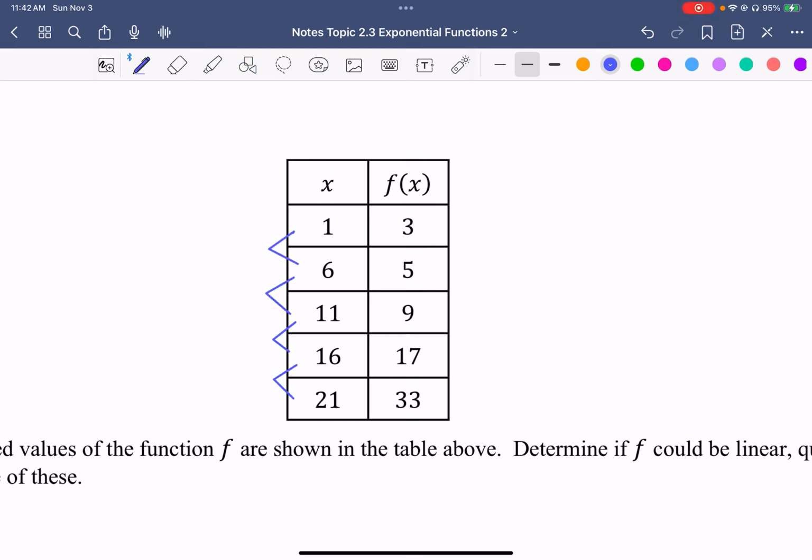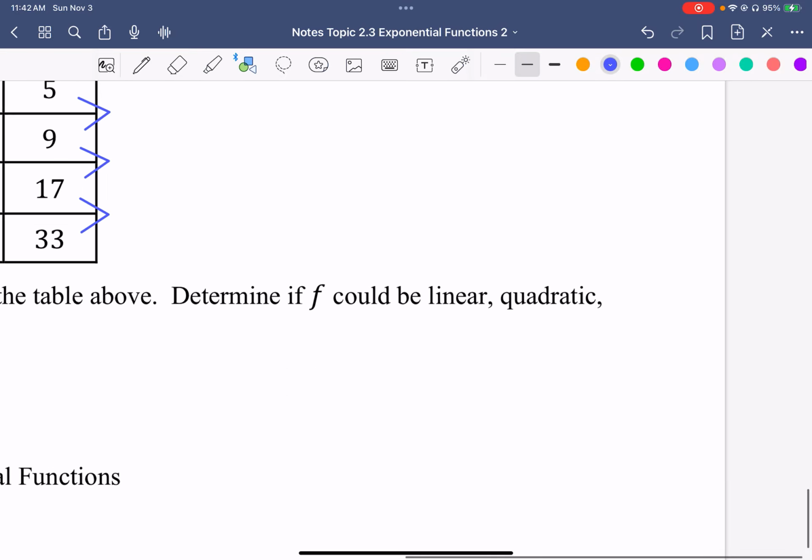So how do we get from 1 to 6? We have to add 5. From 6 to 11, add 5. 11 to 16, add 5. These are all plus 5. So now that we've made sure that the changes in x are constant, we can proceed to look at the changes in y. So remember that for linear functions, you have a constant first difference.